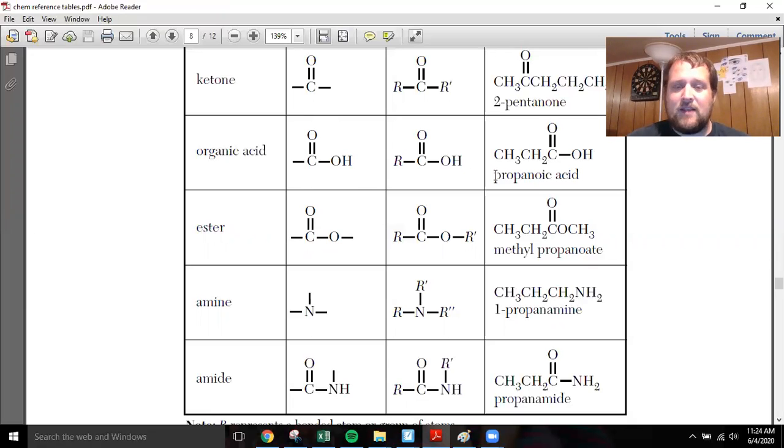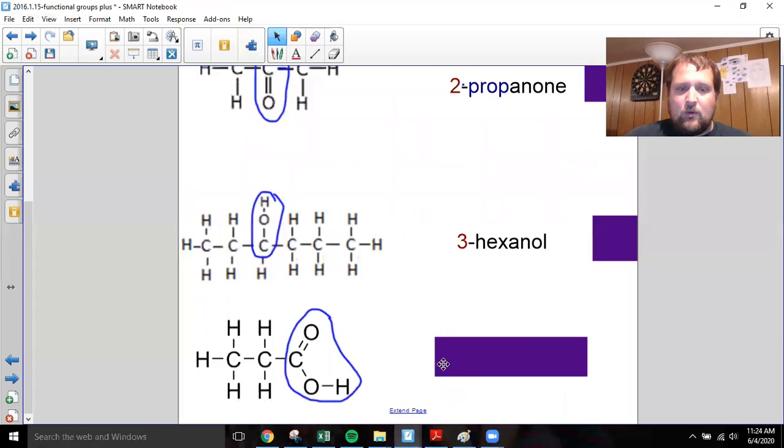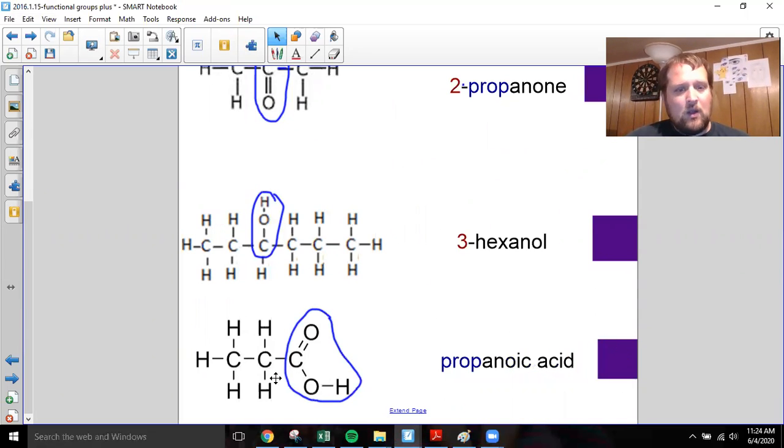So the name, the example over here is propanoic acid because they have 1, 2, 3 carbons. Do we have 3 carbons? 1, 2, 3. Yes, we do. Great. We're good. We don't have to change anything. Isn't that nice?